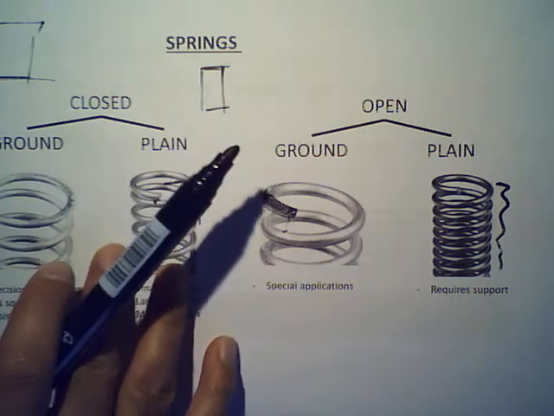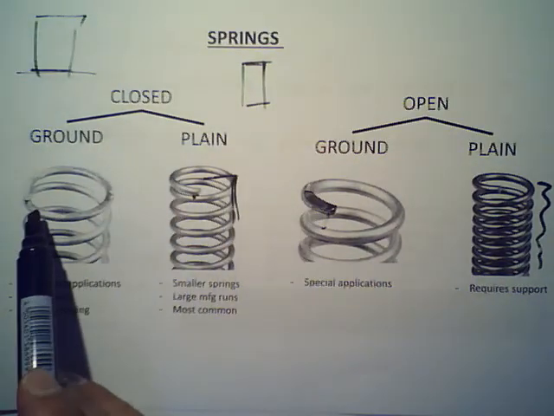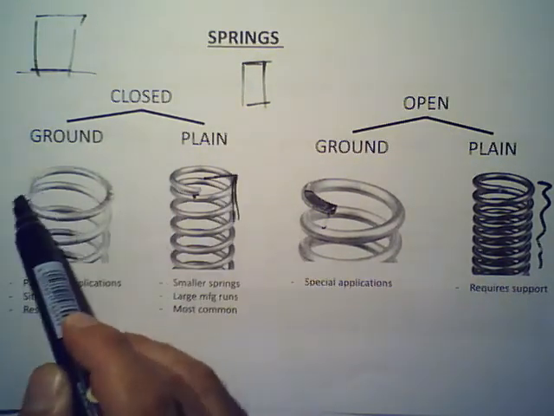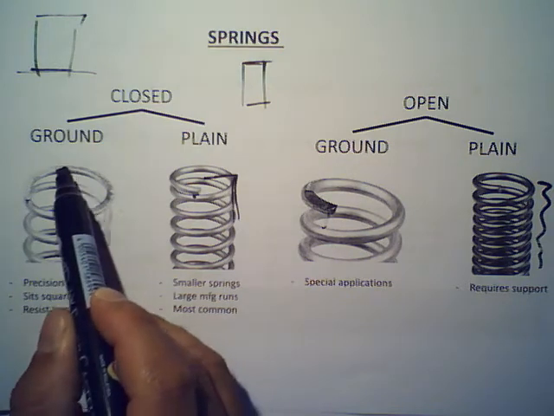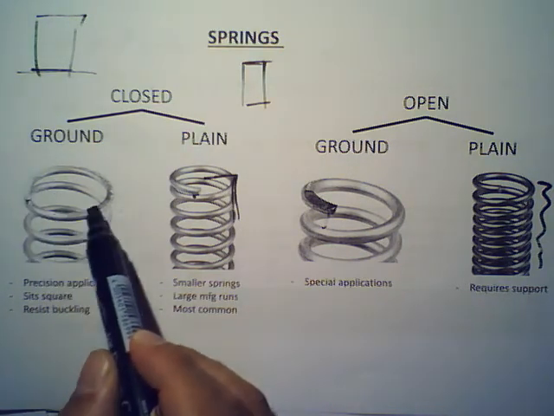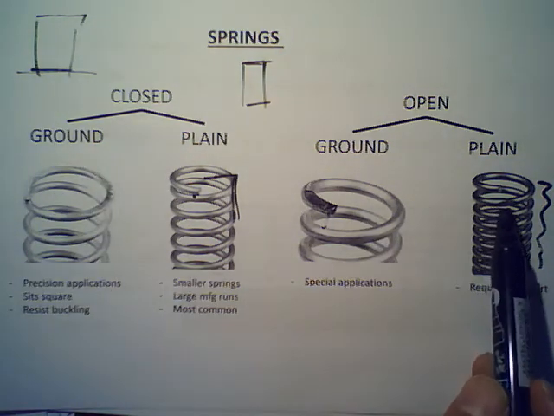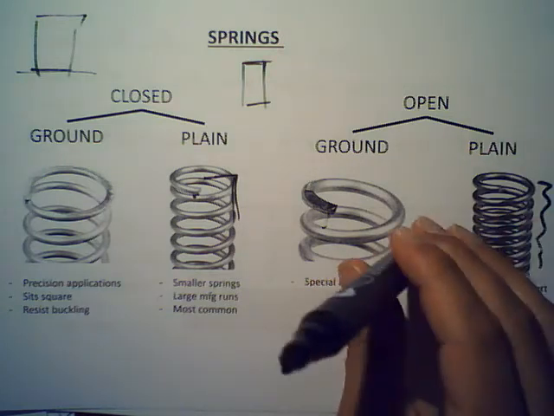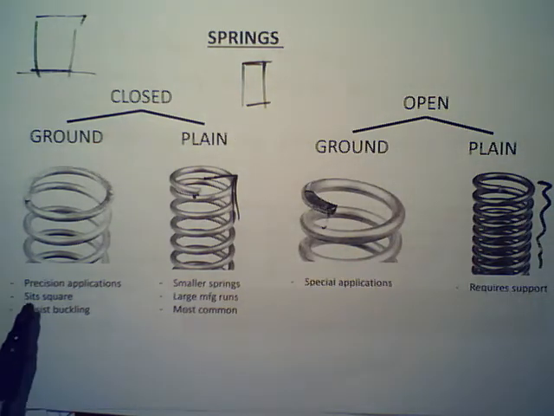This is the most expensive one, closed and ground. Here they close it and then finally they cut it. So you have a lot of material basically, and the spring will be 100% flat. This spring here won't set flat, so that spring will always tip.